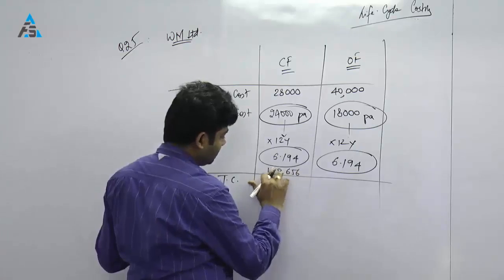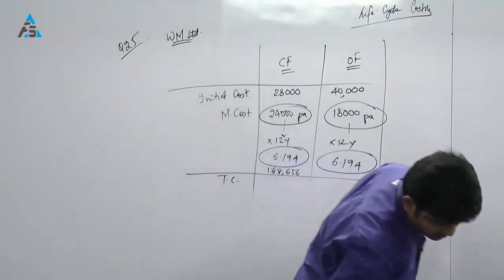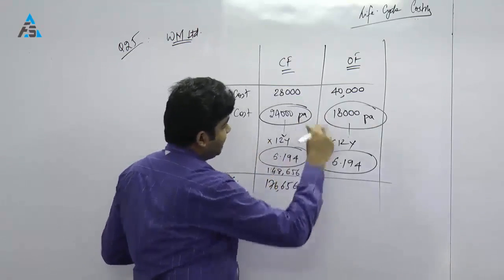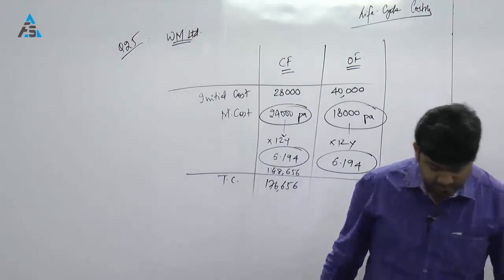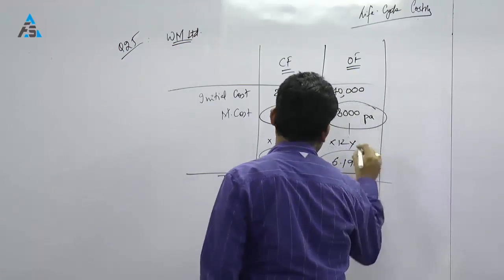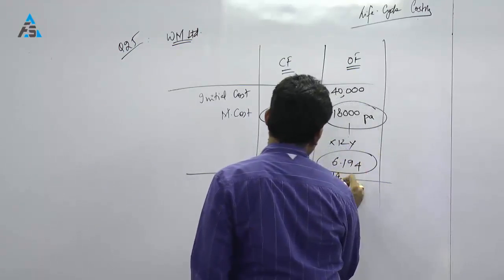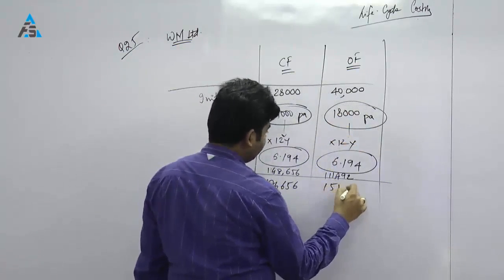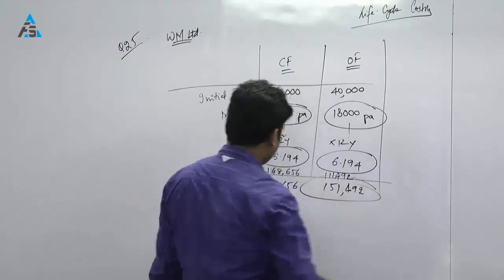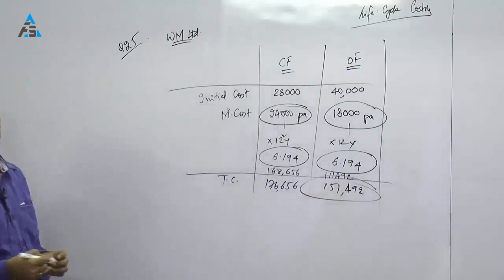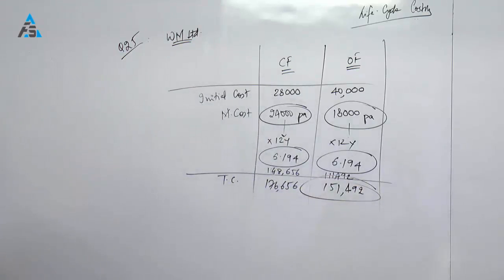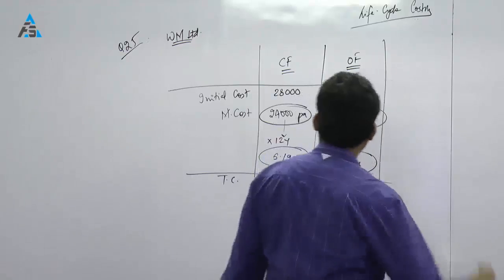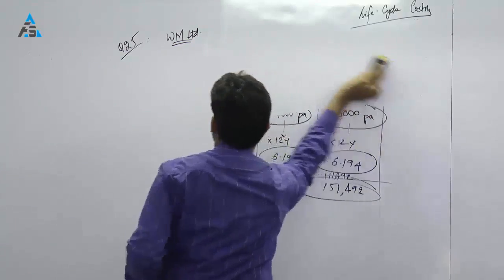148,656 plus 28,000, total 176,656. And here 18,000 into 6.194 will give me 111,492. Sorry, 111,492 plus 40,000, so that will work out to 151,492, and therefore now I will choose OF because that is the one with the lowest cost. So that is what I will choose based on PV and all the points. All right, we move on to the next question.